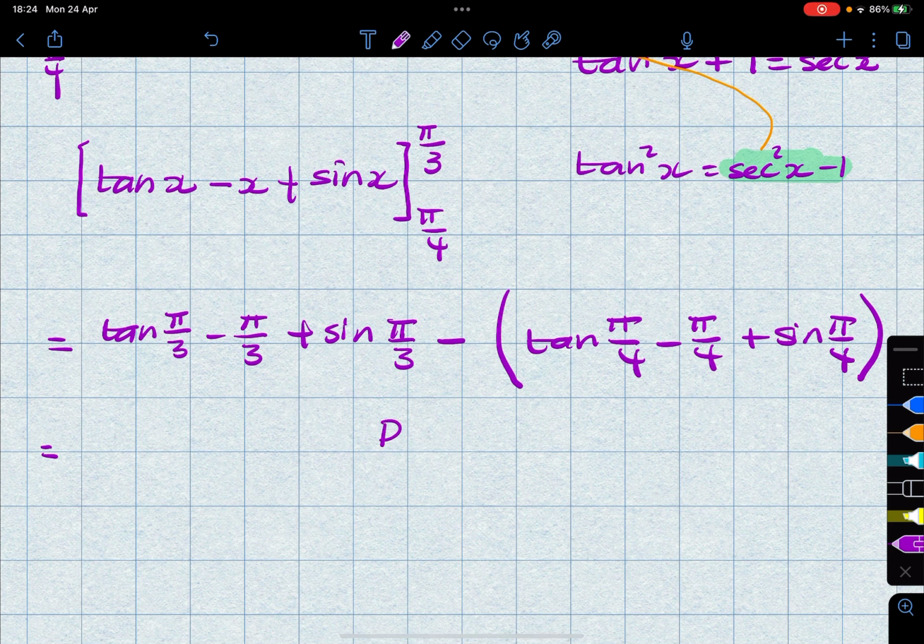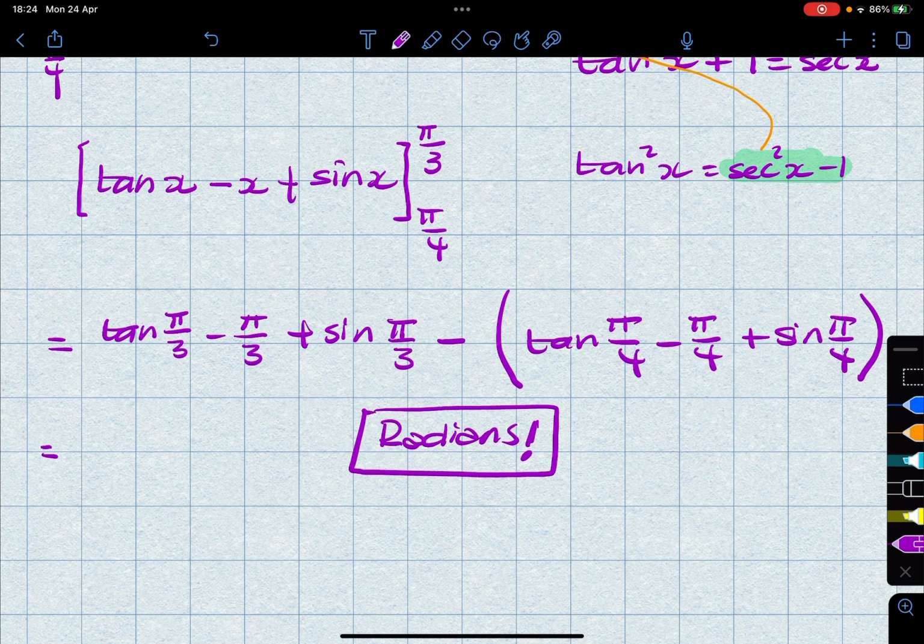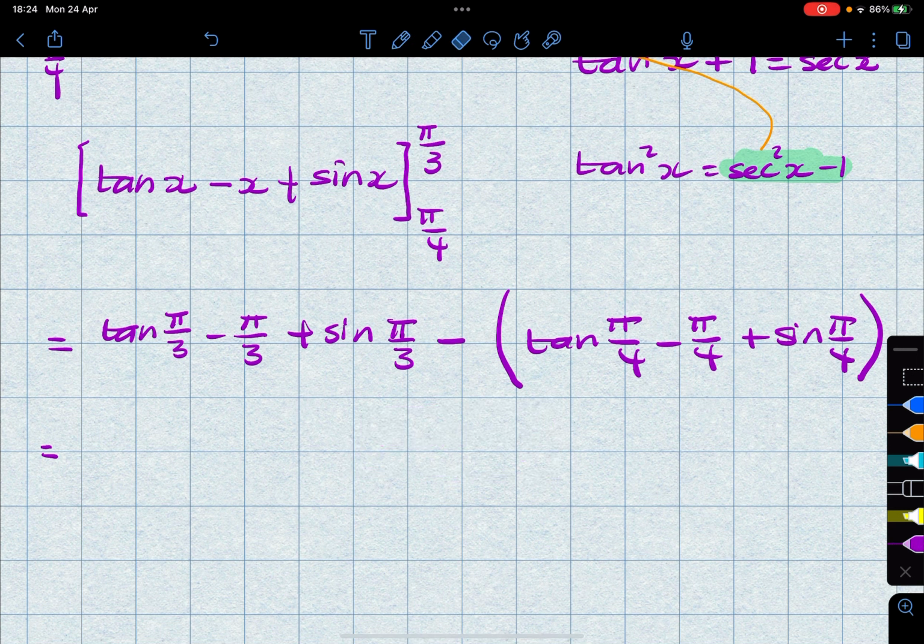Make sure your calculator is set in radians. This is really important. Whenever you have an integration, the calculator needs to be set in radians.